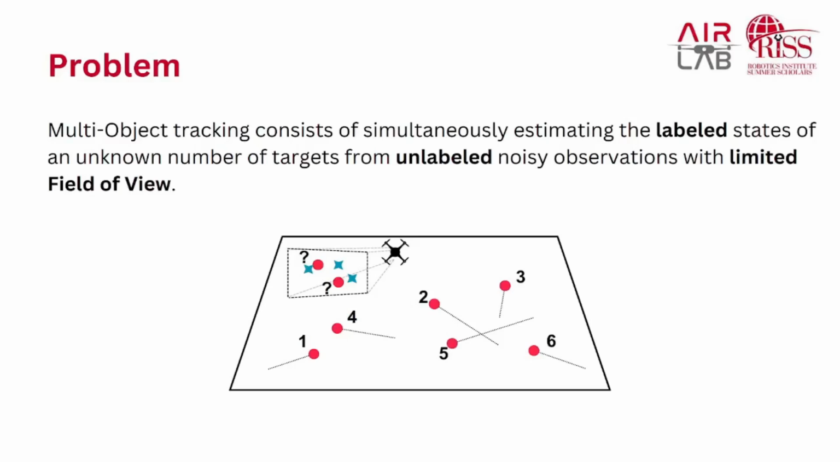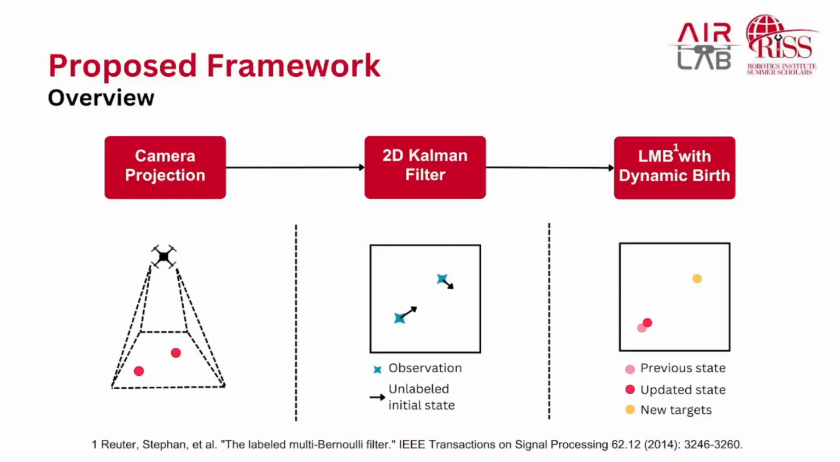And we also assume we have limited field of view, which means that the drone must cover an area that's much larger than the area it can see at each time step. And for that, we propose the following framework. First, the drone estimates 2D positions of objects by projecting the camera image on the ground after running an object detection algorithm. And then, we estimate the unlabeled initial states of these observations using a 2D Kalman filter. And then the output of the Kalman filter is used as input to the Labeled Multi-Bernoulli Filter, which takes care of the global label assignments and multi-object estimation.